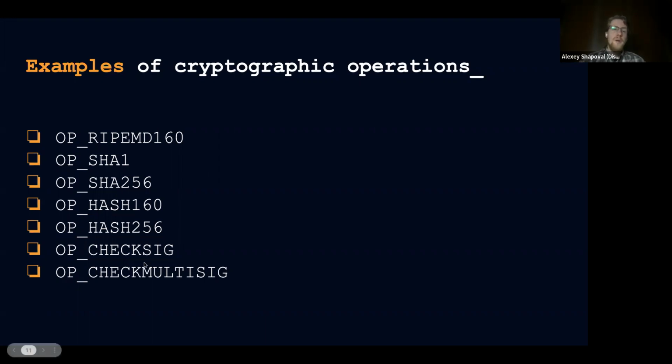SHA-256. OP_CHECKSIG verifies the signature. The difference here is that it checks only one signature and one public key. But when we are dealing with multi-signature, which involves several public keys, we have the OP_CHECKMULTISIG operator, which allows us to verify multi-signatures.